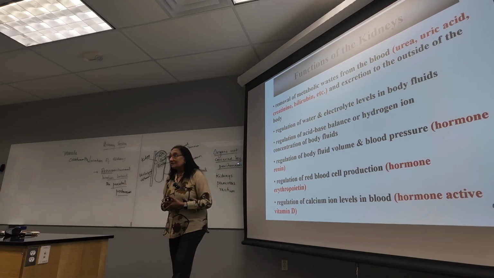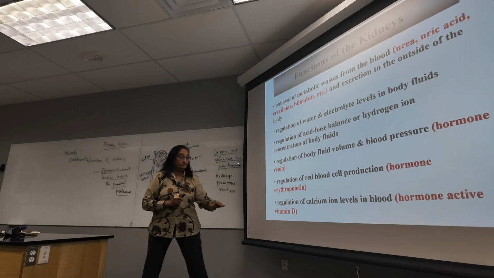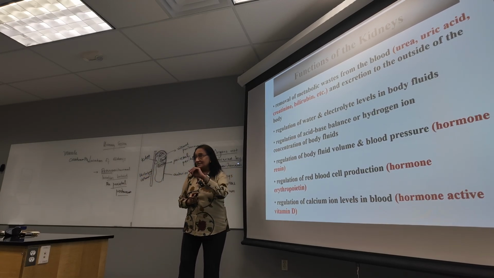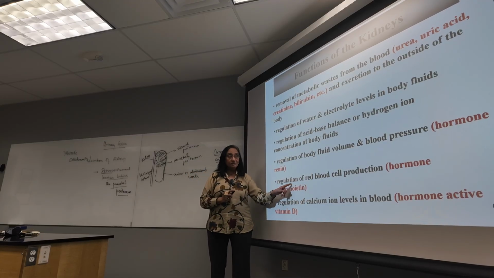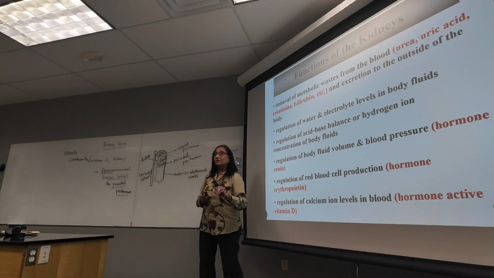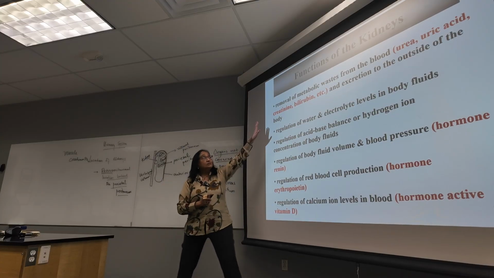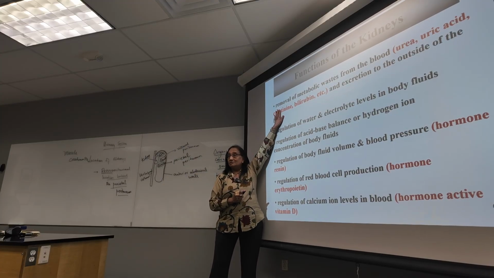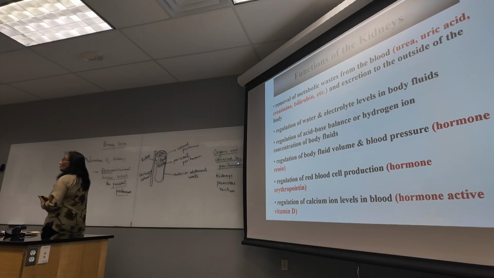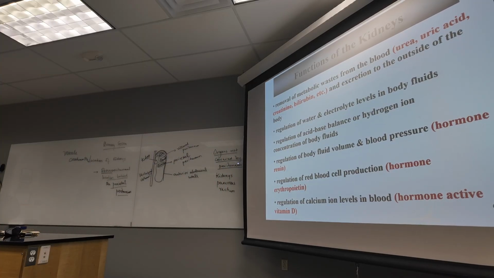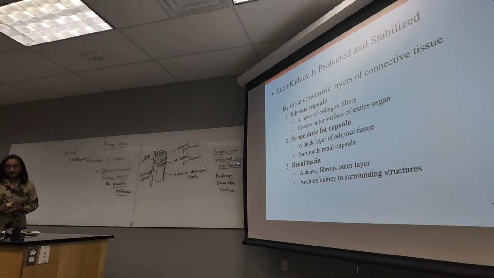Regulating calcium levels, parathyroid hormone affects the kidney to form active vitamin D. So all of this, you can see, lots of important functions. This is not the only function. If the kidney is damaged, it can lead to multiple system disorders. There could be a lot of changes.